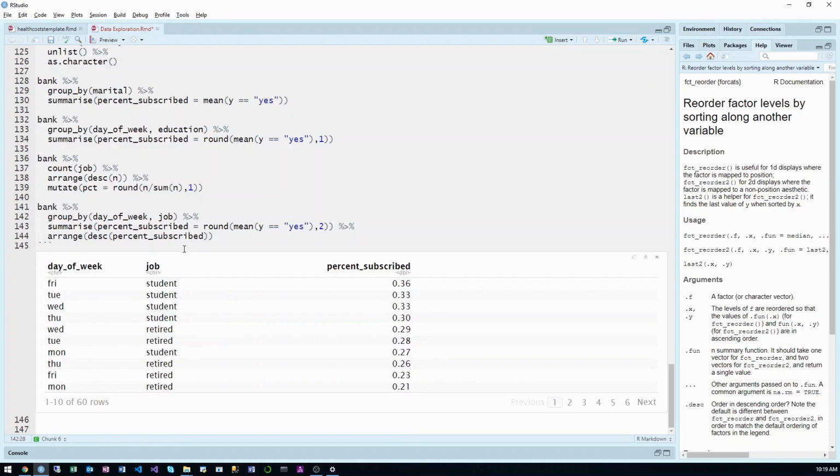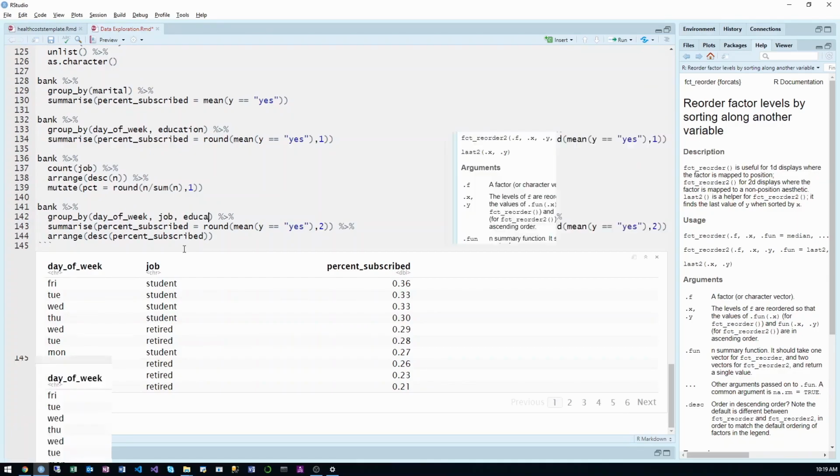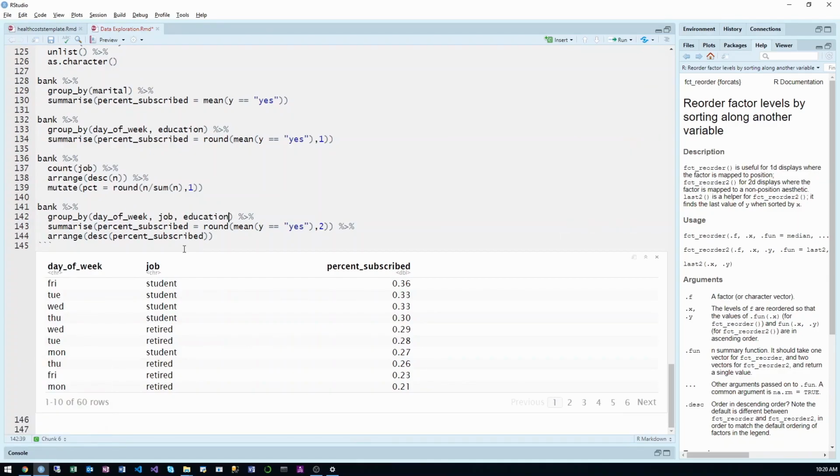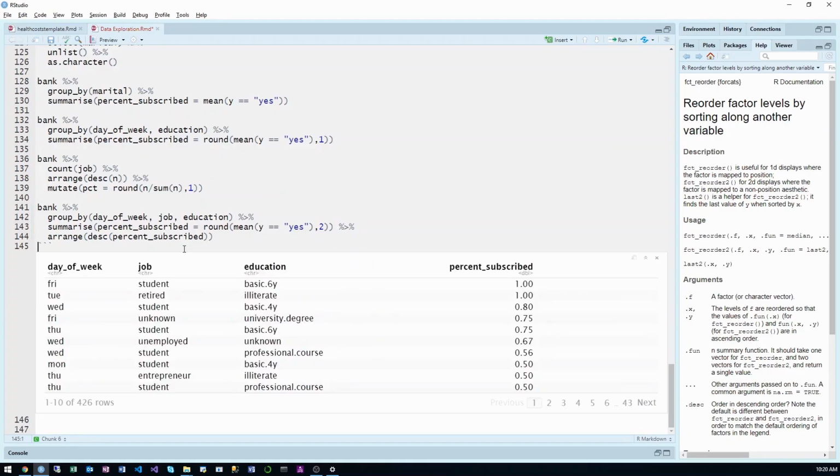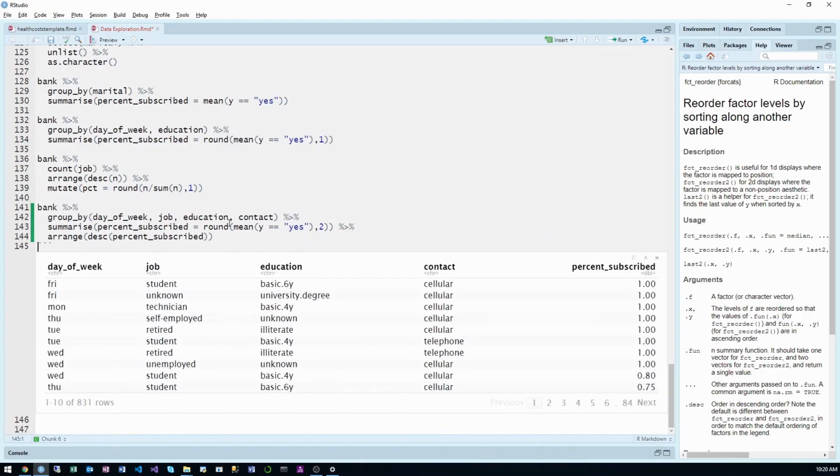And you can't just look at even two levels. Even that's a simplification. If you go to model, what it's actually doing is going down and looking at all of these levels at once. It's looking at job and education and contact method. Was this person a student who had a 4-year education who was contacted by cell phone? What is their subscription rate? Was this person a technician who had a 4-year degree who was contacted via cell phone?